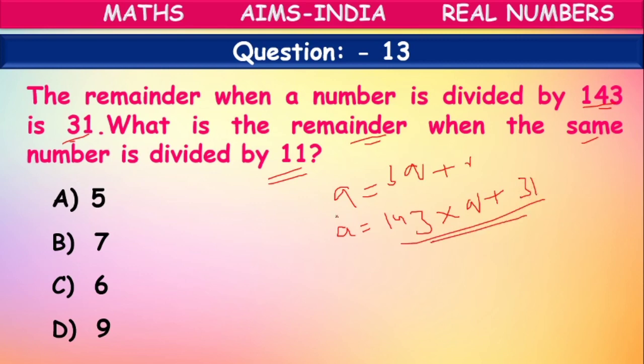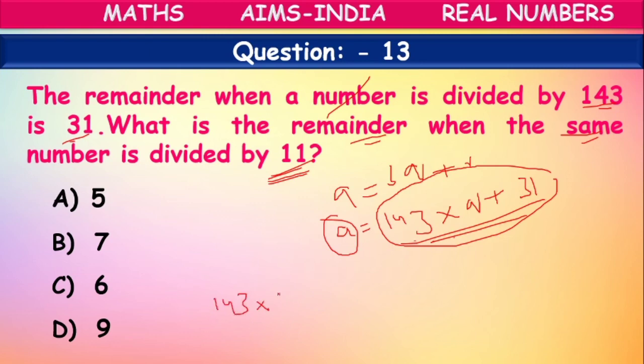So now a equals this much. So this is the number. Now what they are asking is, when the same number is divided by 11, what is the remainder? Now let's take this as the number. What is the number? 143 into q plus 31. Now this is the number. This we have to write in terms of 11.